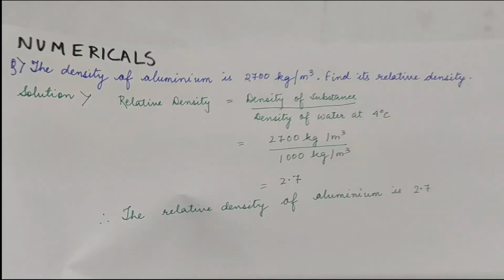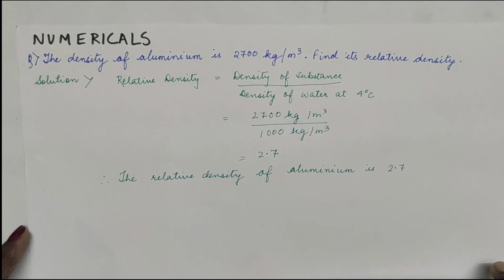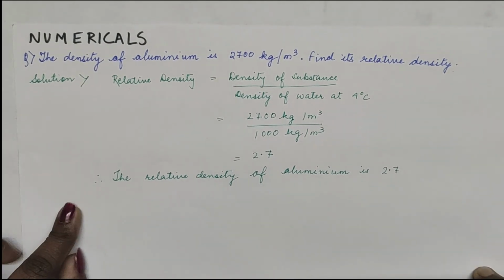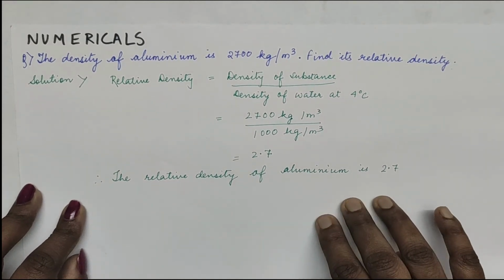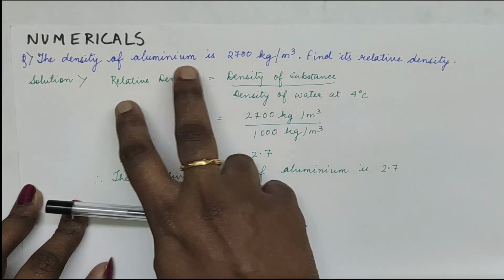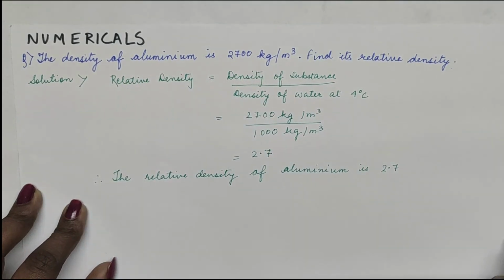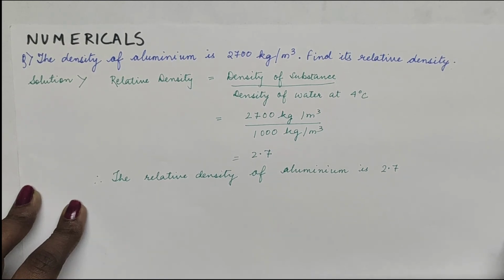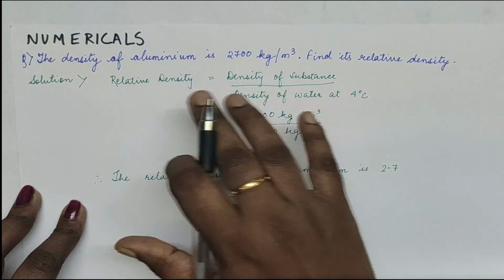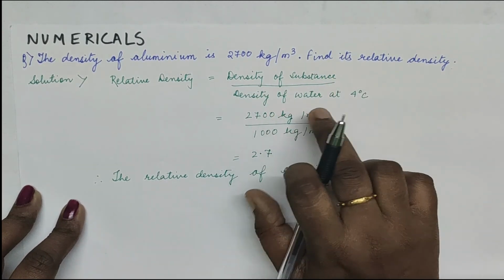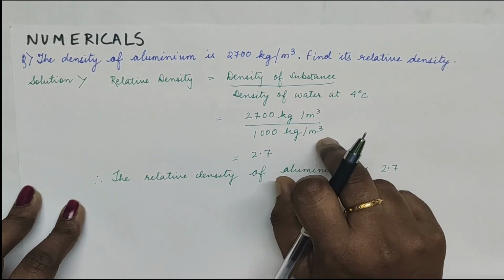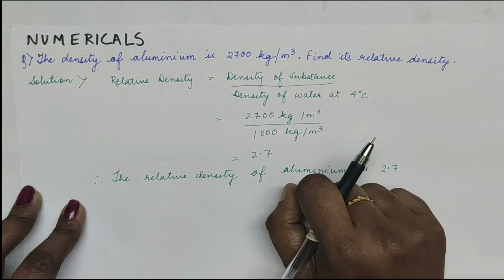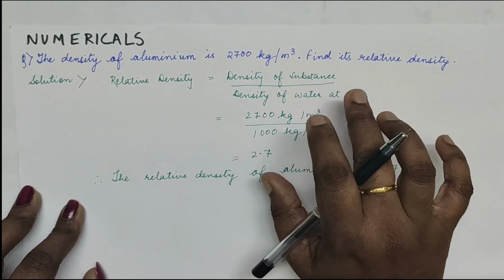And lastly, I would like to show you a simple numerical in which we calculate the relative density with the help of the formula I just told you. The question says that the density of aluminum is 2700 kg per meter cube. What is its relative density? You know the formula: density of the substance by density of water at 4 degrees. At 4 degrees it is 1000 kg per meter cube or 1 gram per centimeter cube. You should know this because it is taken as a standard.